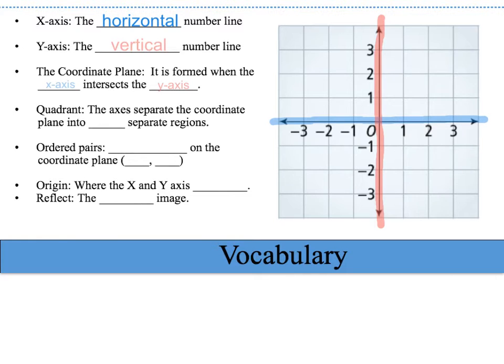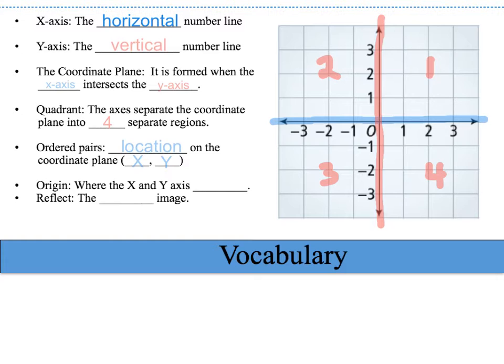The coordinate plane is formed when the x-axis intersects the y-axis. So if you look at our little diagram, the red line intersects the blue line, and the coordinate plane is formed. When that happens, 4 quadrants are created. Quadrants are created when the axes separate the coordinate plane into 4 separate regions. So we know that this is quadrant number 1, this is quadrant 2, quadrant 3, and quadrant 4.